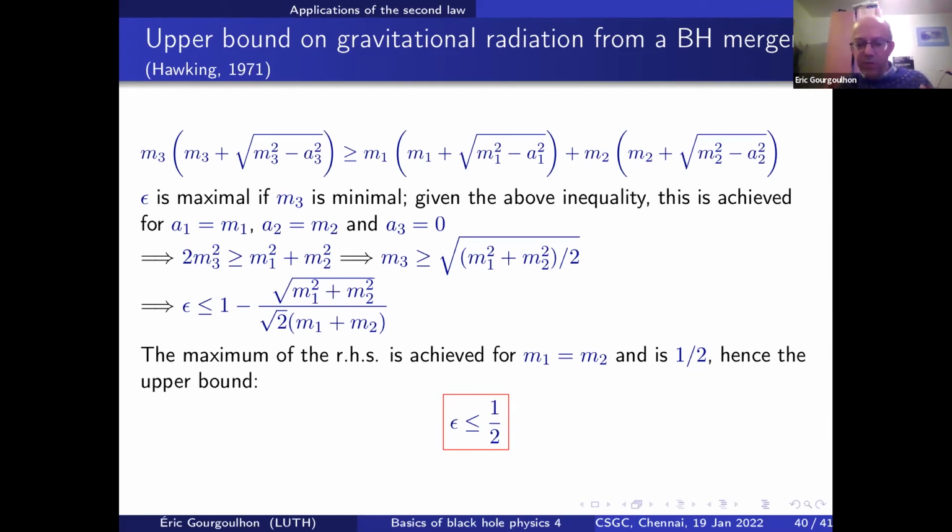This could be at most 1/2 of the mass of the two initial black holes. This is the so-called Hawking upper bound.